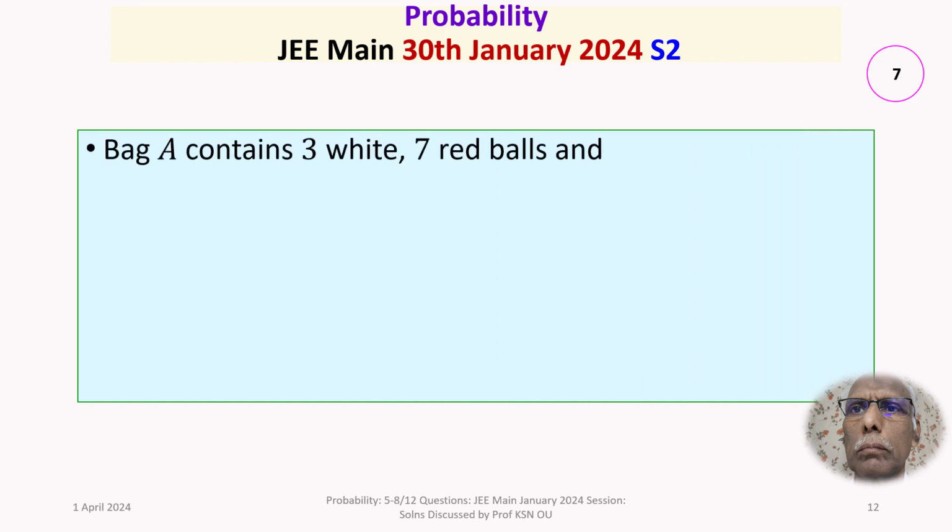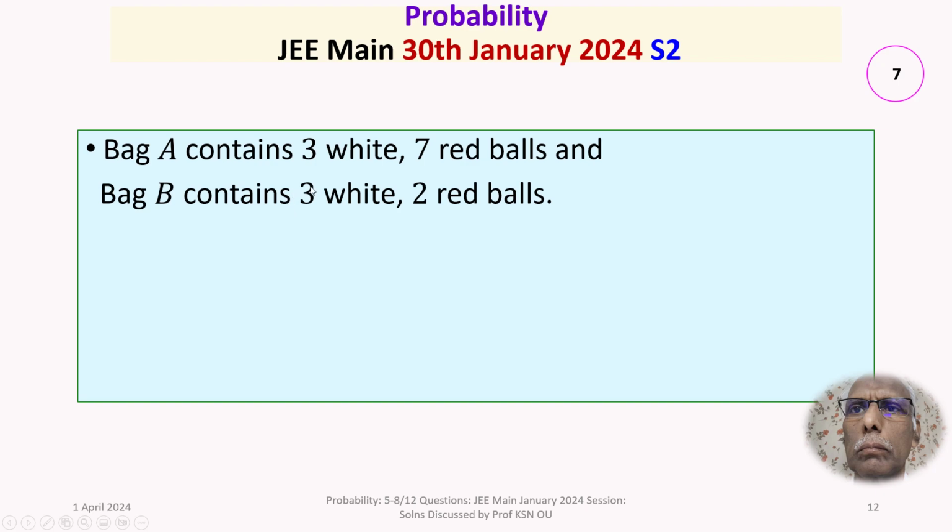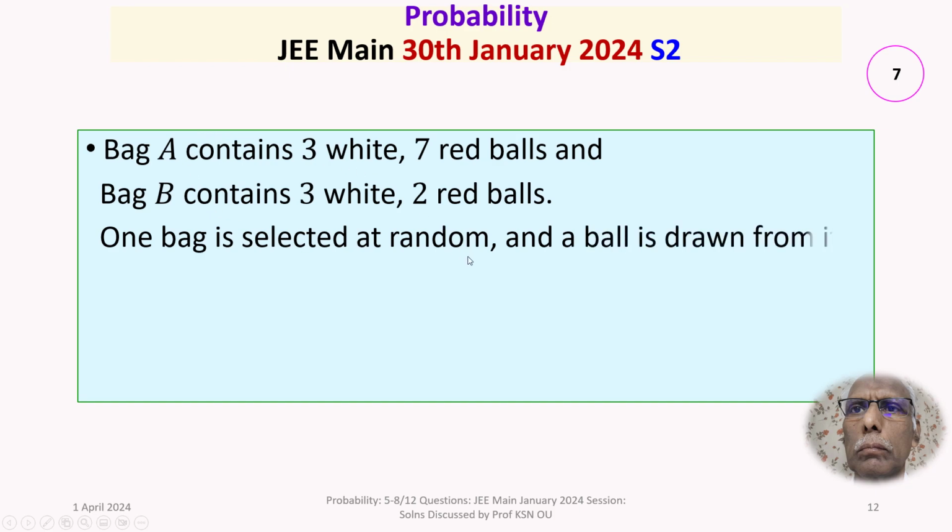The given question is, bag A contains 3 white and 7 red balls, and the second bag B contains 3 white and 2 red balls. One bag is selected at random, out of this bag A and bag B, and a ball is drawn from that selected bag.